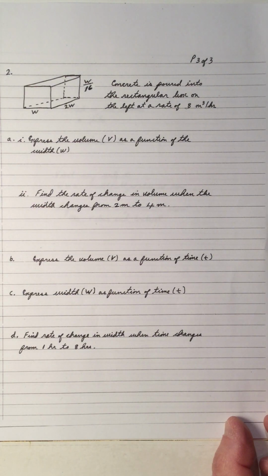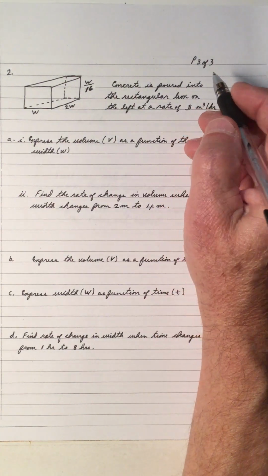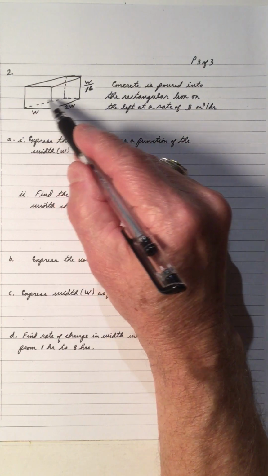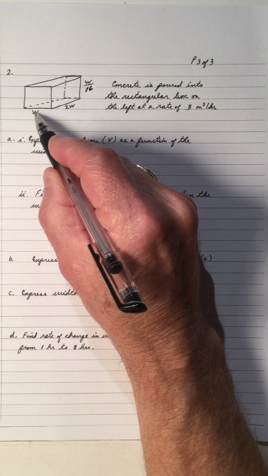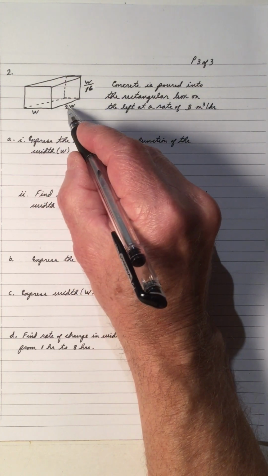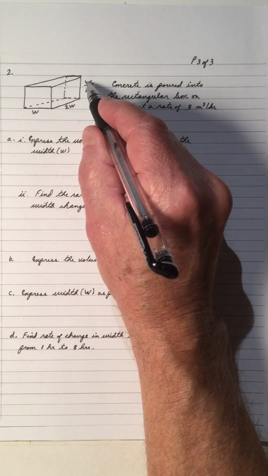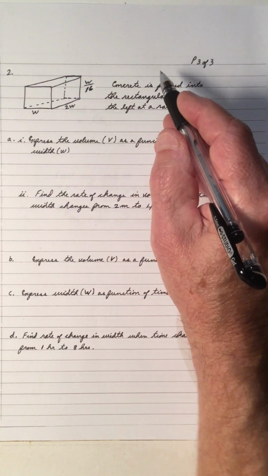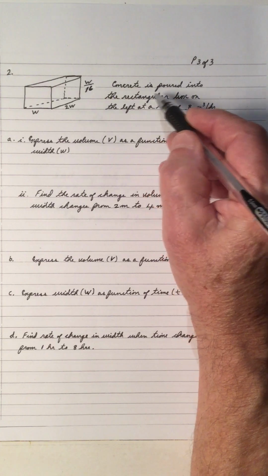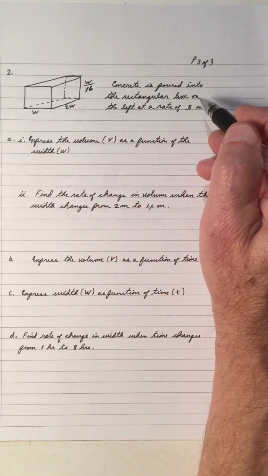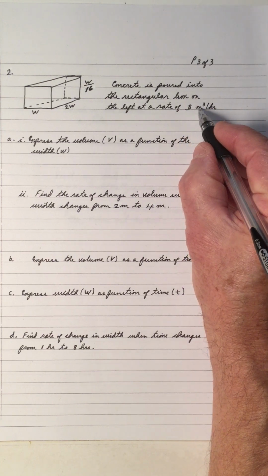Now I have another one made up, and hopefully this one helps you understand a little bit further. We have a rectangular box. Notice this is not a cube. The width is W. The length at the bottom of the box is 2W, and the height of the box is W divided by 16. We're looking at the problem as pouring concrete into this box at a rate of 8 cubic meters per hour.